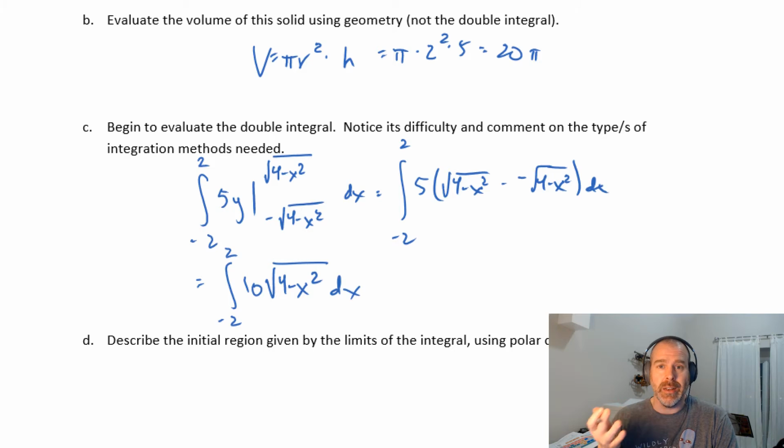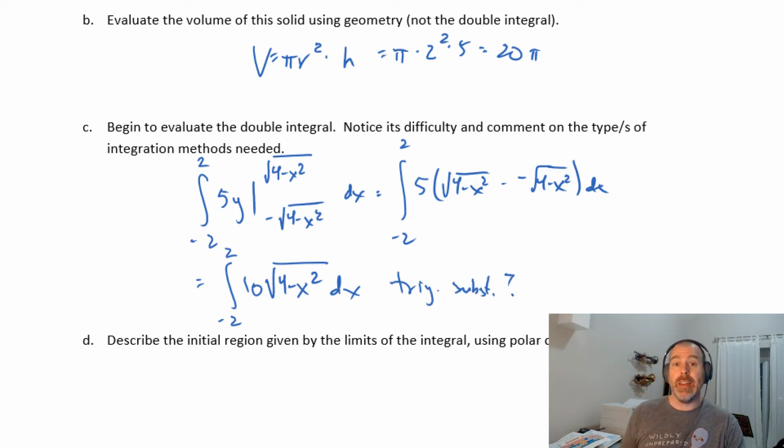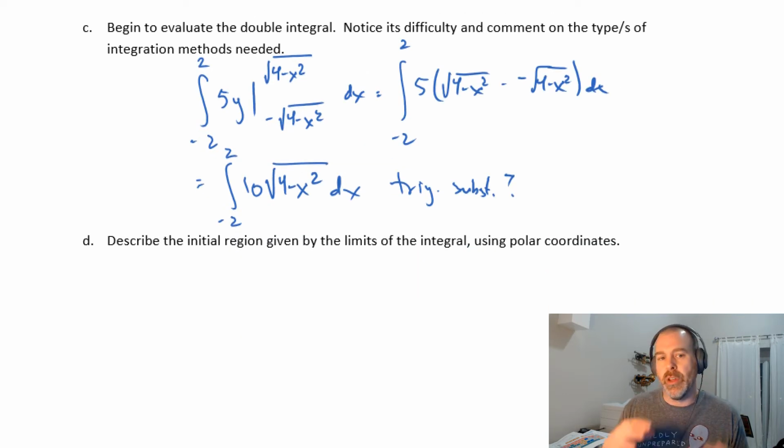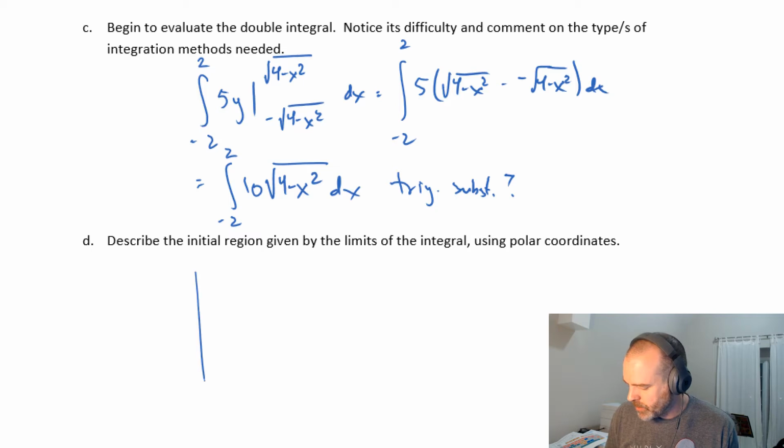That's 10, and then it's a circle, or a half semicircle. Otherwise, you'd be stuck with trig substitution, or maybe an integration formula, if you're going to do that by hand. Let's instead look at the initial region and just set up the region, not the integrand. There's actually more to it, but just set up the region and get the limits of the integral using polar coordinates.